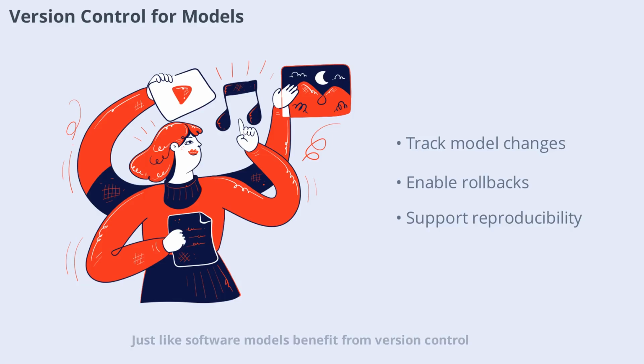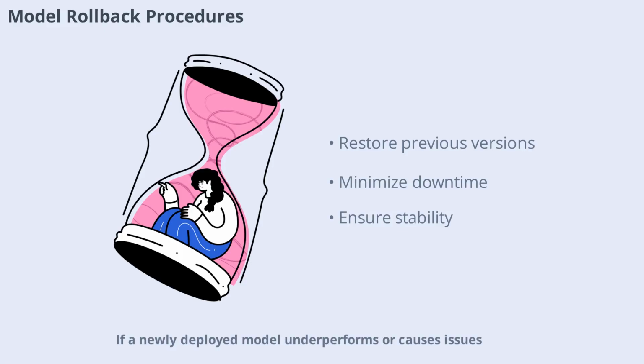Just like software, models benefit from version control. Tracking model versions helps you manage updates, roll back to previous versions if issues arise, and maintain a clear history of changes. Version control systems can also store metadata, such as training data, hyperparameters, and performance metrics, supporting reproducibility and auditability. If a newly deployed model underperforms or causes issues, rolling back to a previous version can quickly restore stability.